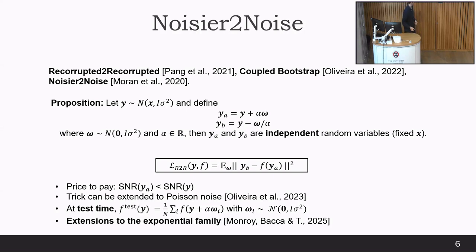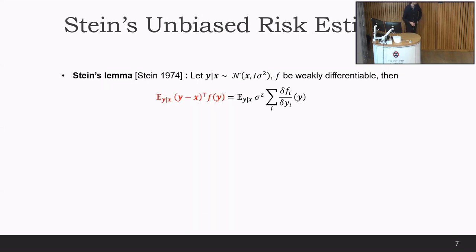But I find this result very elegant, and tomorrow in more extended talks we'll present some extensions of this idea beyond Gaussian noise to any exponential family noise distribution. And we'll see that this can be done for Poisson, gamma noise, all the types of noises that you encounter in practice.